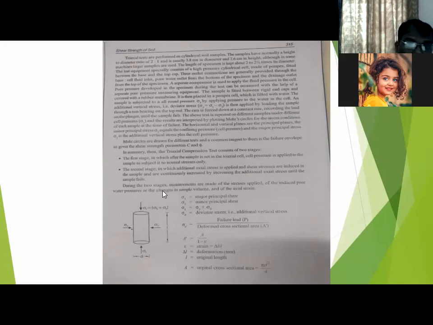So during the 2 stages, measurements are made of the stresses applied, of the induced pore water pressure or the changes in the sample volume of the axial stress. जो होता है चेंज हम देखेंगे. So this is the sample.